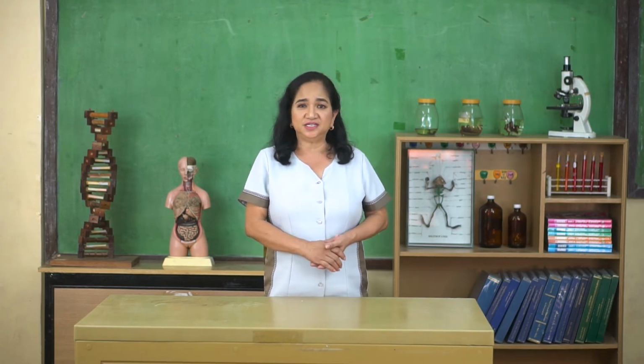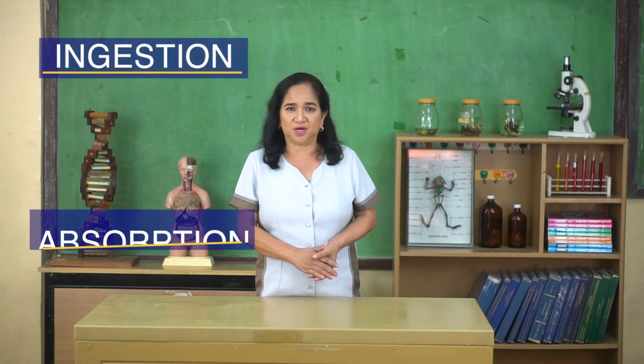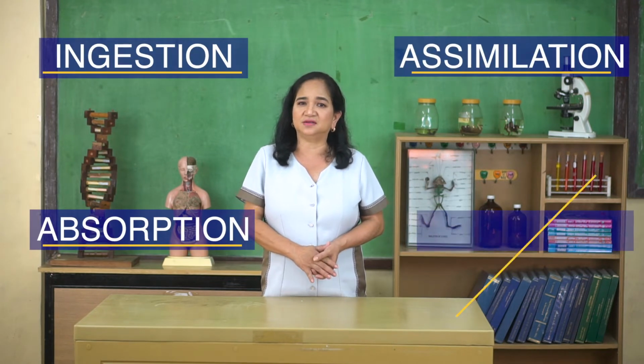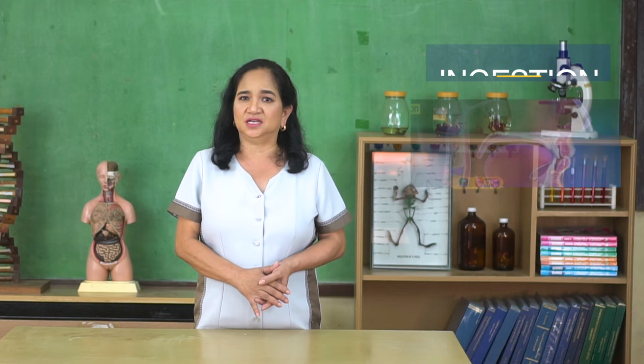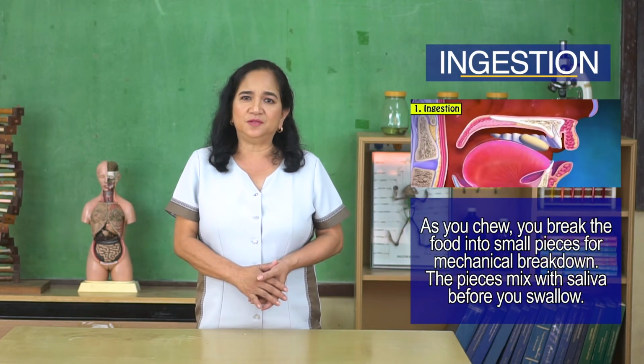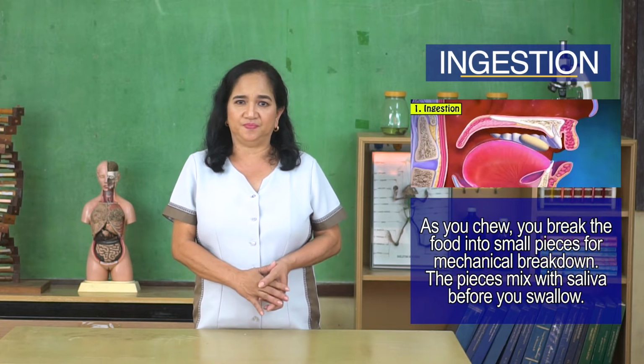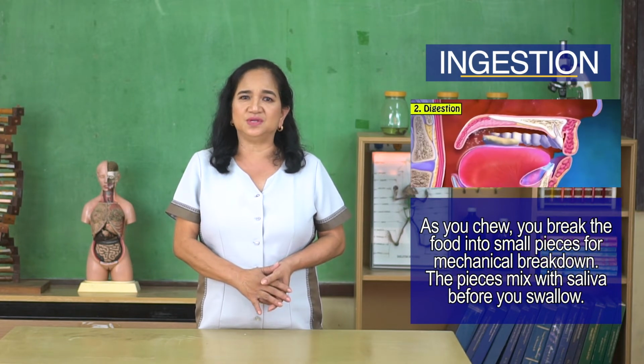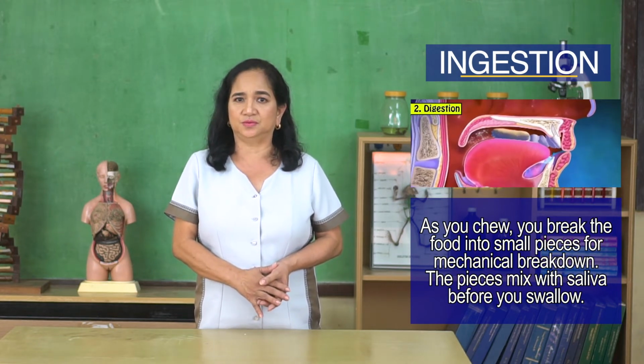Now, let us determine the processes involved in digestion. Digestion takes four processes: ingestion, absorption, assimilation, and excretion. Digestion starts when the food is taken into the mouth. This is called ingestion. As you chew, you break the food into small pieces for mechanical breakdown. The pieces mix with saliva before you swallow.